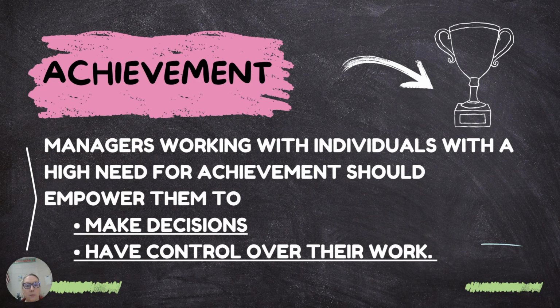With achievement, managers working with individuals with a high need for achievement should empower them to make decisions and have control over their work. So, if you have an employee who just is not motivated, is not doing well, maybe they're just not doing their work, right? Zoned out. Well, if you know that achievement really motivates them, you allow them to make decisions and you allow them to have control over their work. So you do not want to be looking over their shoulder. You don't want to be micromanaging them because that will demotivate them and they will not want to work.